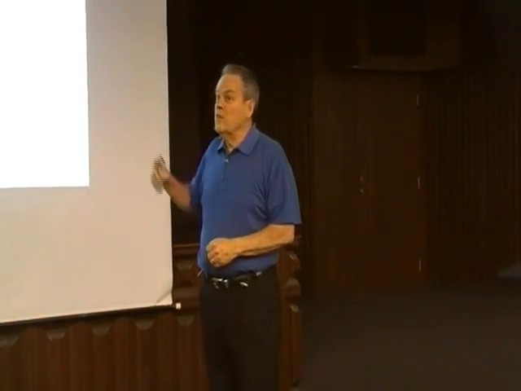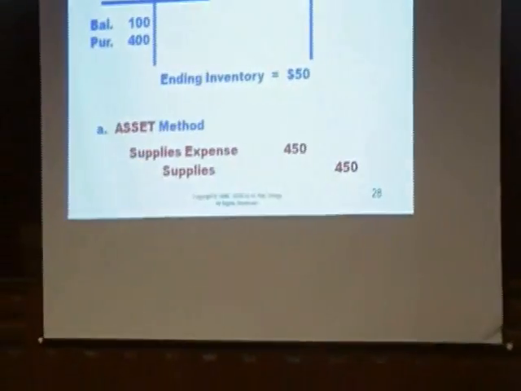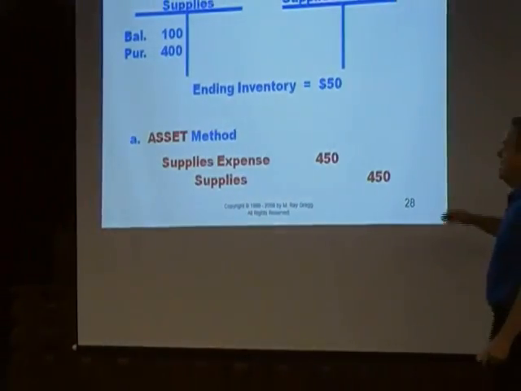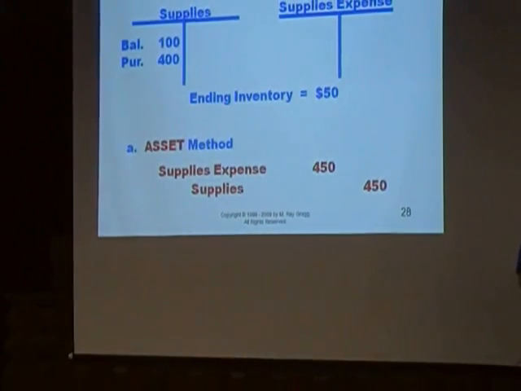This is review. We've already been here. If we have ending inventory of $50, we're being told there should be $50 in the asset account. That's what we want to defer to the future. We need to get $50 in the asset account by making an adjusting entry for the difference. The $500 that's in there minus the $50 that we want to leave in there means that $450 of those supplies have been used. The adjusting entry we'll make will debit supplies expense and credit supplies for $450.